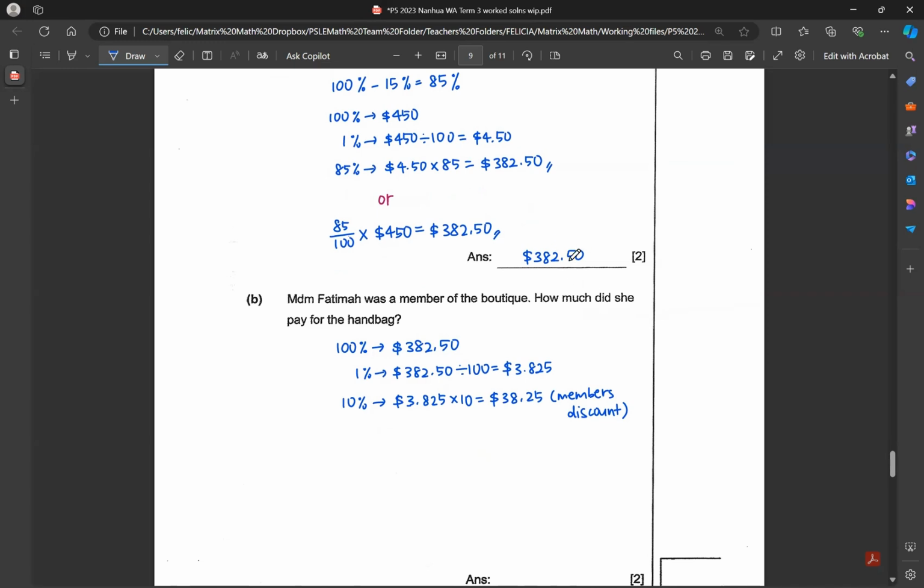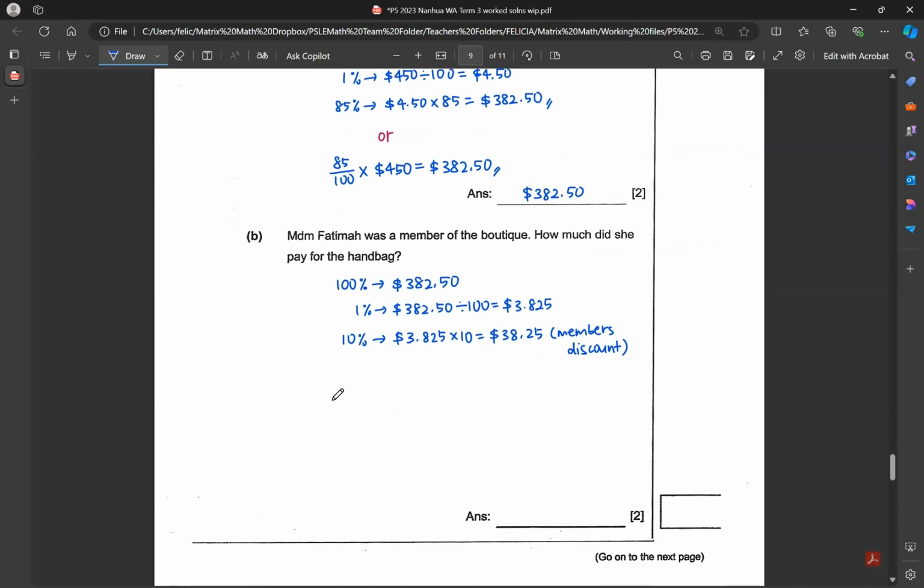So now previously, remember the bag discounted price was $382.50. But as a member, you get to further enjoy this $38 discount. So now you only need to pay how much? You just need to take your 382.50 minus all this new $38 further discount. So this works out to be $344.25. This is the new price that members would have to pay. Okay, so that's it.